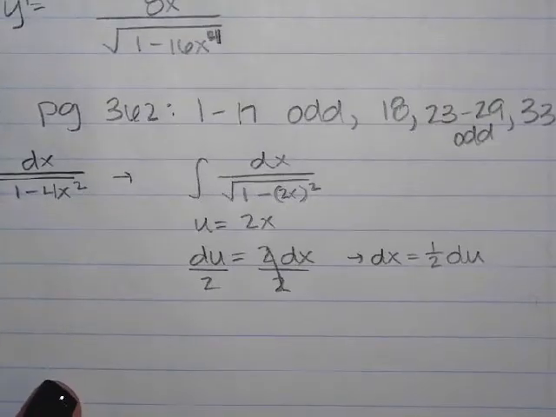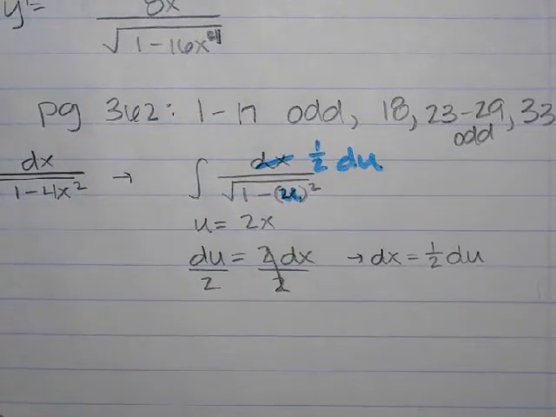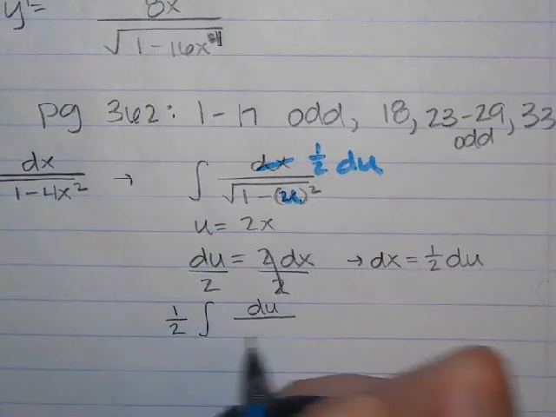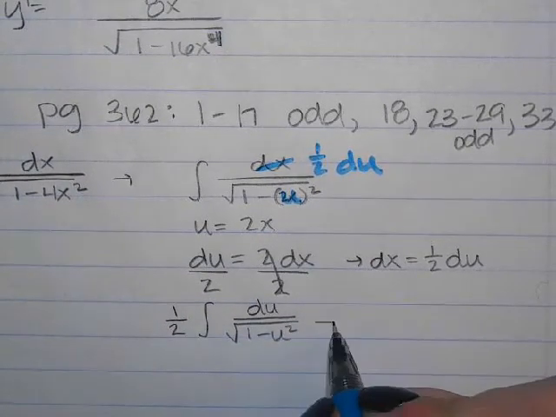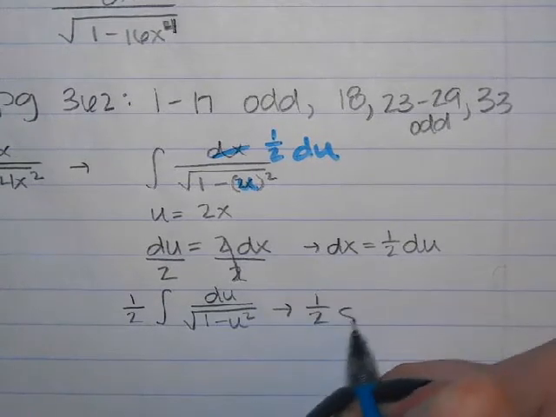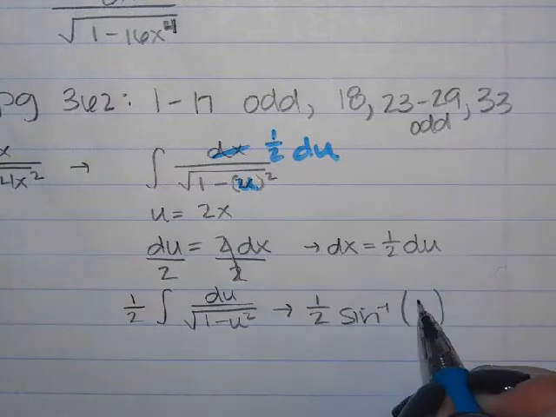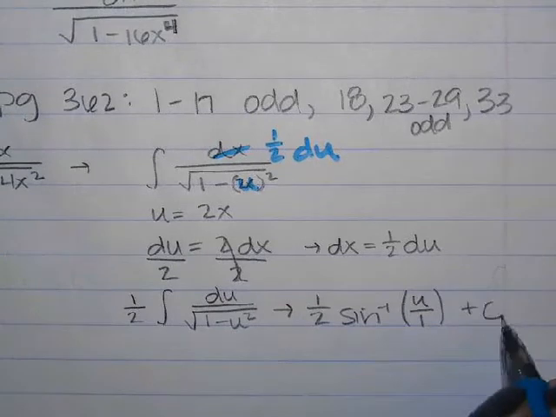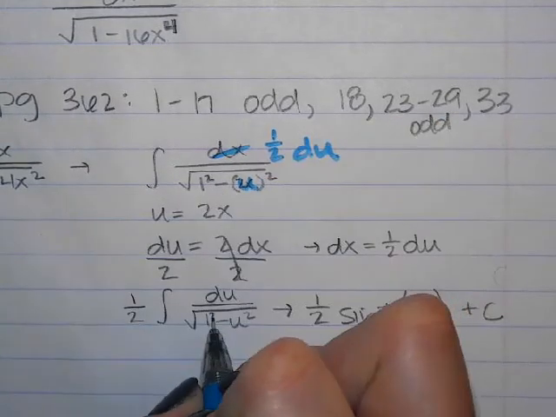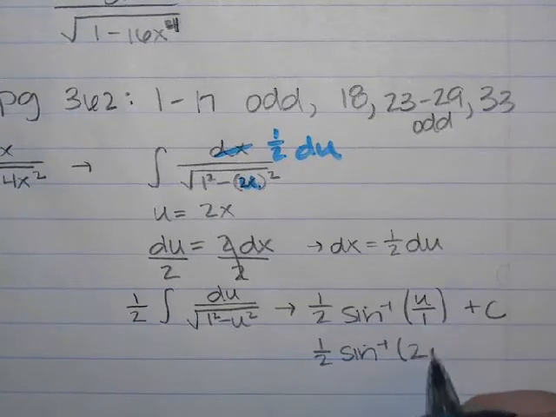And I'm going to mark down all the things that I have. I've got u. This is really 1/2 du. So if I rewrite the problem, I'm going to have a 1/2 in the front, and then I've got du over square root of 1 minus u squared. And now I'm going to look at my yellow sheet. So what should I be writing? 1/2 sine inverse. Sine inverse of u over 1, plus c. And why do I have a 1 on the bottom? Because it's your a. Yeah, because a in this case would be 1 squared. Technically, if you want to write this as 1 squared minus something squared, you could, just to have good notes. Okay. So this is 1/2 sine inverse of 2x plus c.